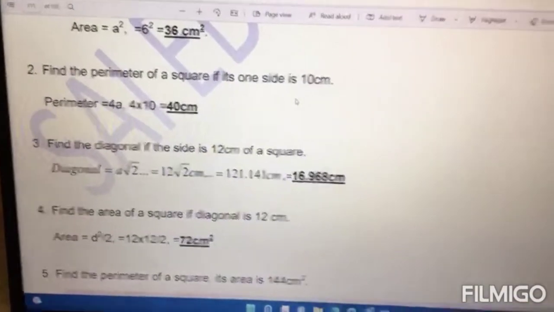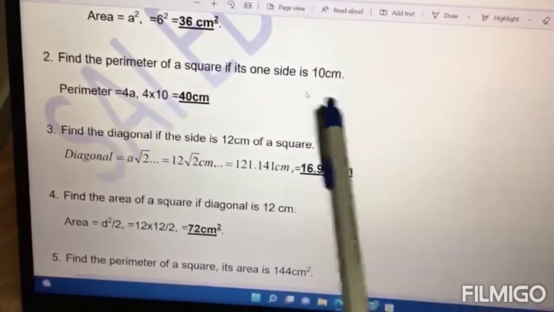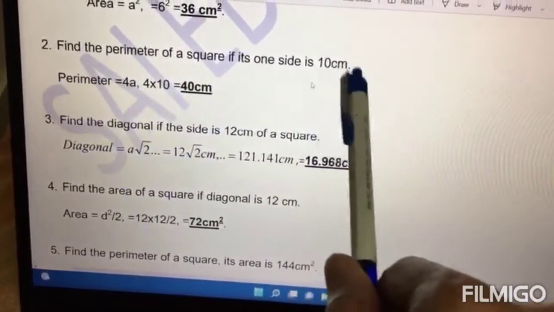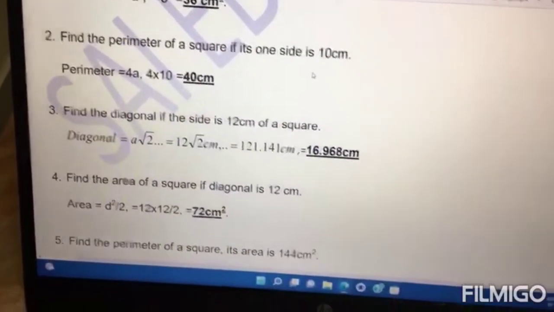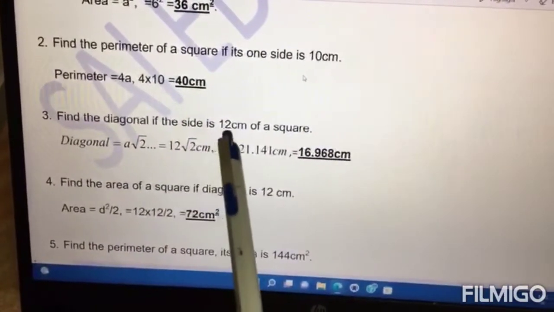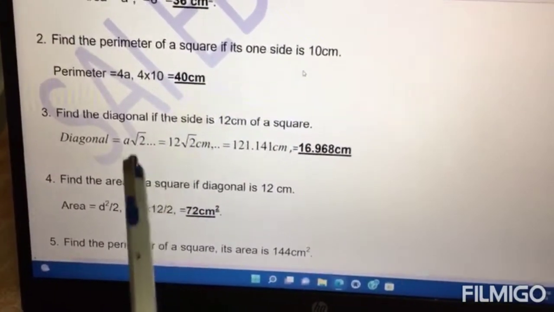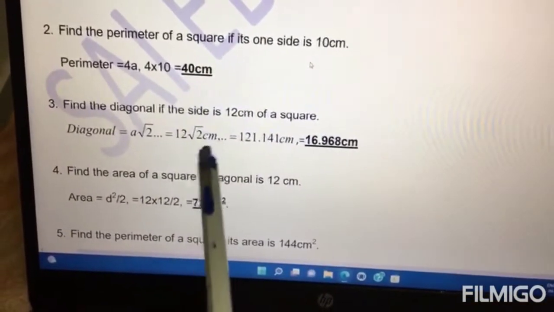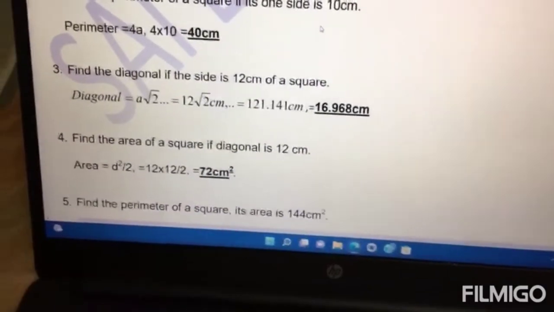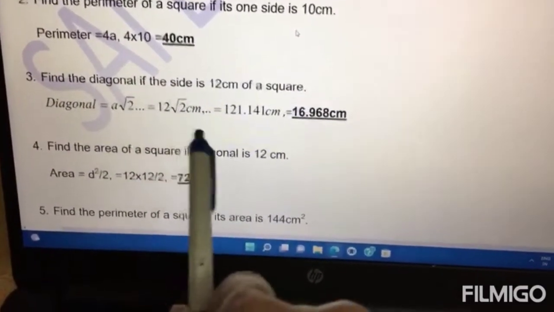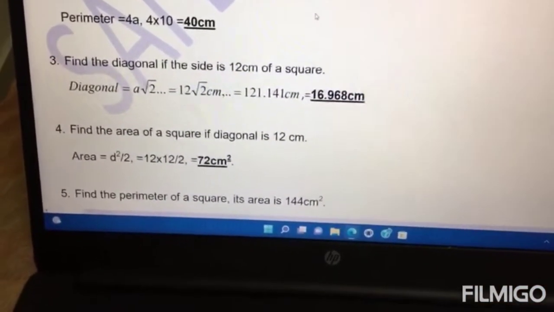Number 2, find the perimeter of a square if its one side is 10 centimeters. We know that all sides of the square are equal to 10. Therefore, perimeter is 4 times side, or 4a, which is 40 centimeters. Find the diagonal if the side is 12 centimeters of a square. Diagonal is equal to root 2 into a, or a root 2. A is 12. 12 into root 2 is 12 into 1. What is root 2? 1.4, I think. Find out exactly and then you get this answer.